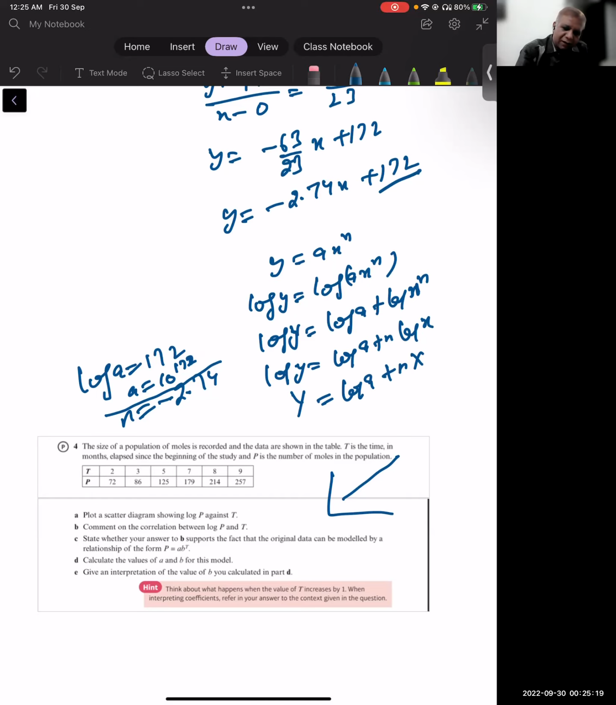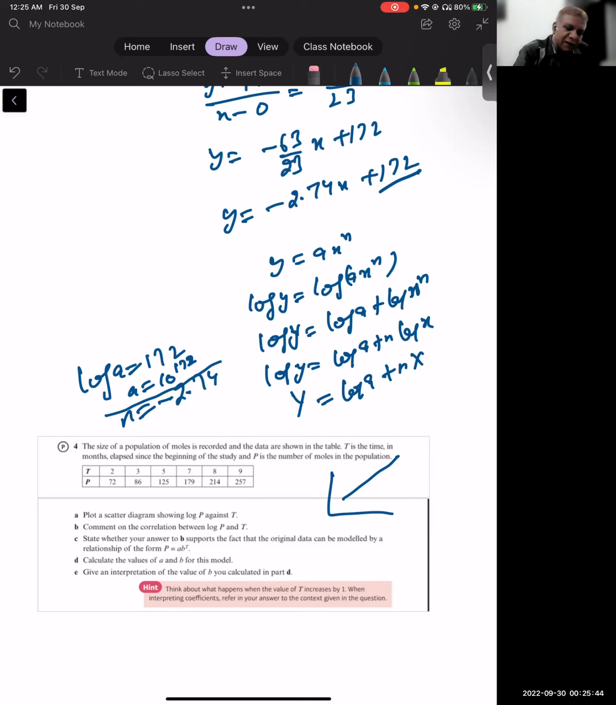Now I have to see which kind of line will be best fitted, a b to the power x or a x to the power n. Comment on the correlation between P and T. Number 1, scatter diagram will be plotted. Number 2, comment on the correlation. The correlation between P and T will be strongly positive. Am I right?